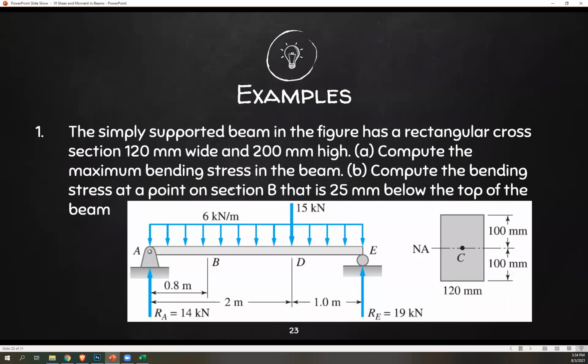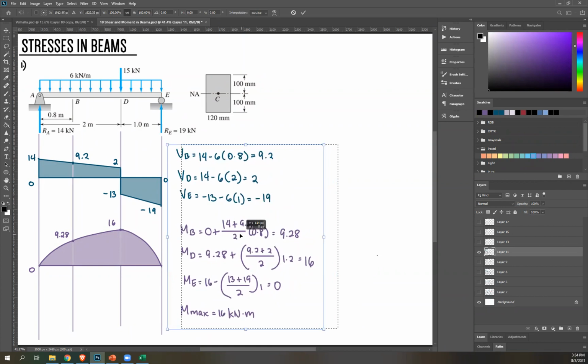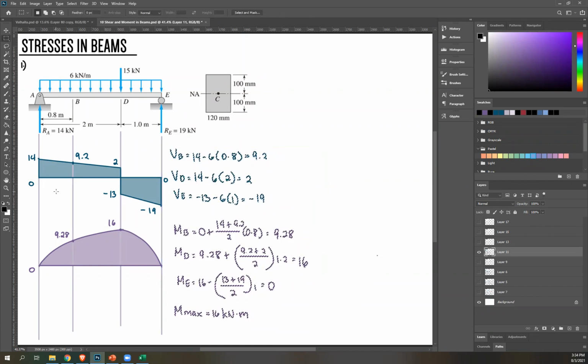At letter A, we're looking for maximum bending stress. So bending stress is the same as flexural stress. So letter A, maximum stress is MC over I. Max. MC over I. Right? And then M max is this.